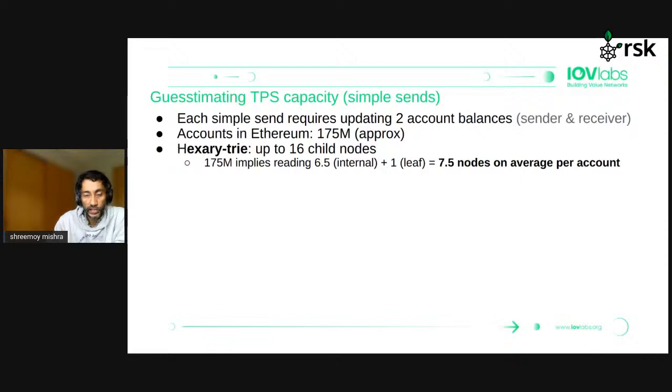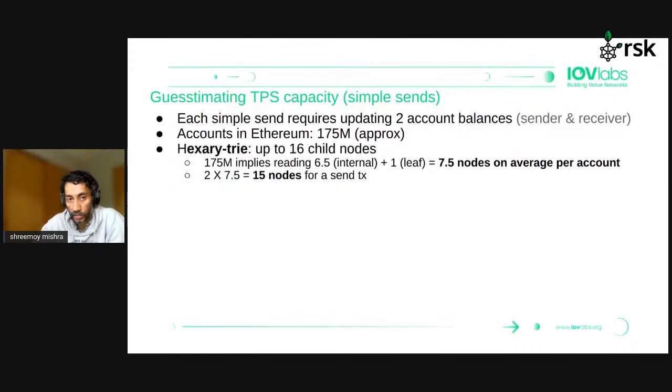And then finally, we find the node that contains the balance for the sender. And we find the node that contains the account information for the receiver. So for each of them, we need to look up about 7.5 nodes. So both of them together, about 15 nodes. So that's the data we need to read and update, 15 nodes in a trie.